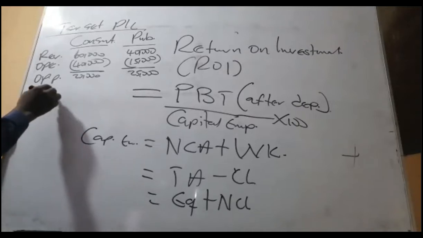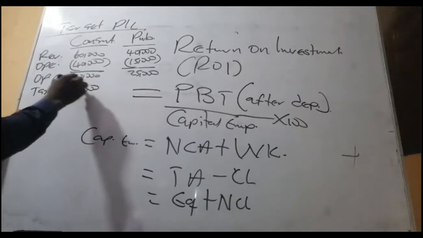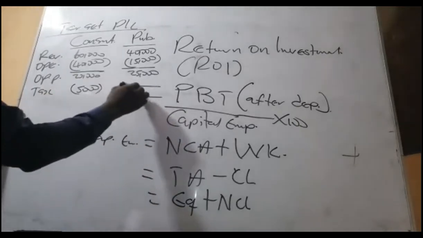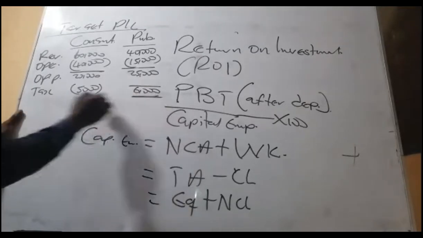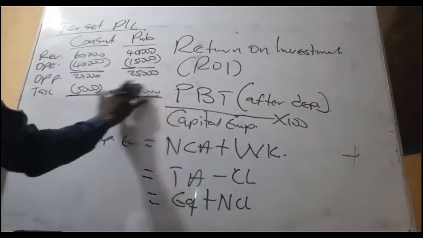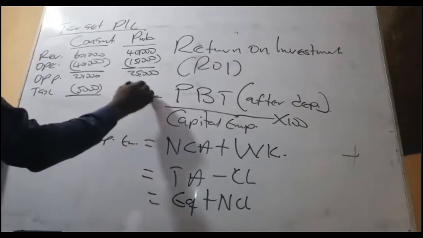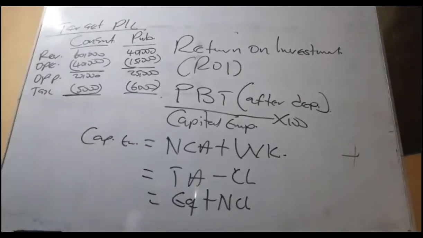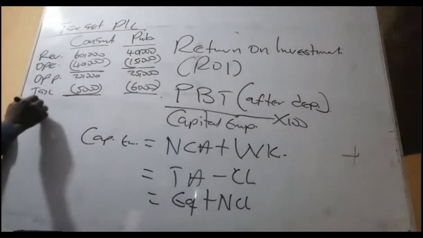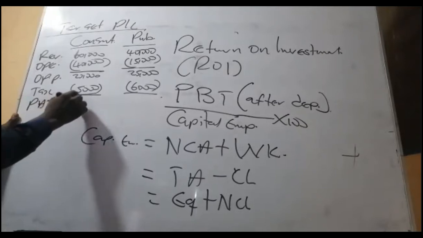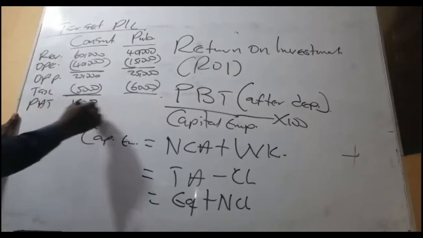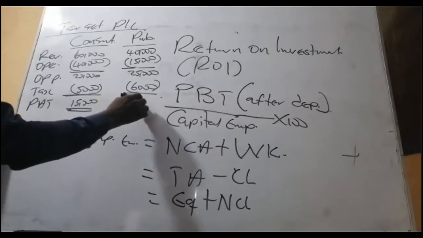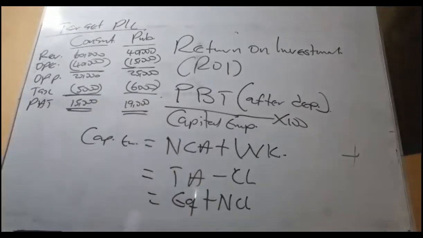Taxation: 5,000, and here 6,000. So the profit after tax will be 15,000, and here 19,000. Okay.